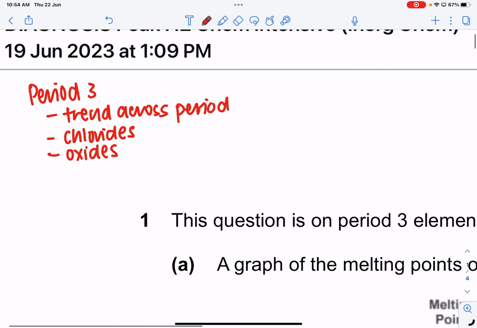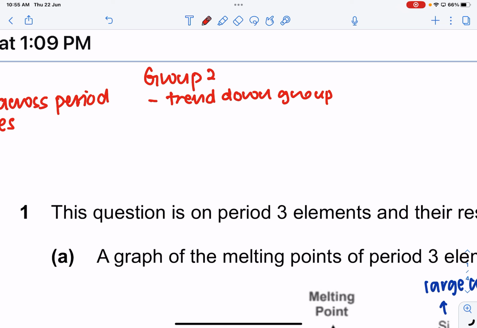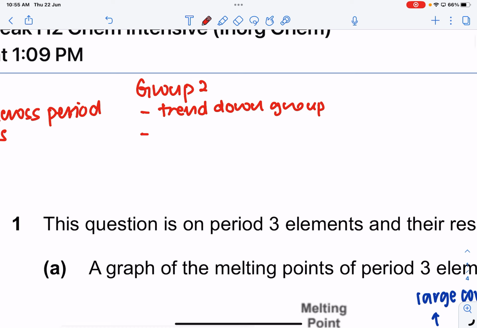Okay, then we have group 2. Group 2 mainly is they will ask you for trends down the group. So things like your reactivity, your ionic radius, your IE and stuff like that. That one's quite common. They may also ask you the stability of your salts. The salts can be your hydroxide, carbonate, nitrate, or sulfate. So these are the ones for group 2.